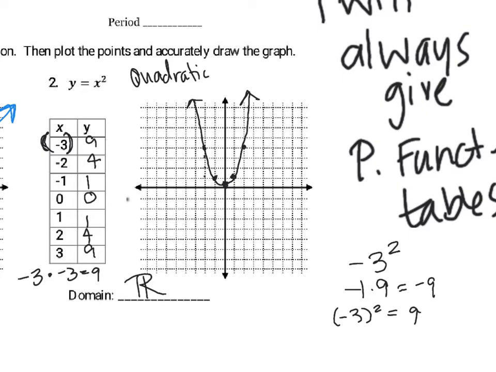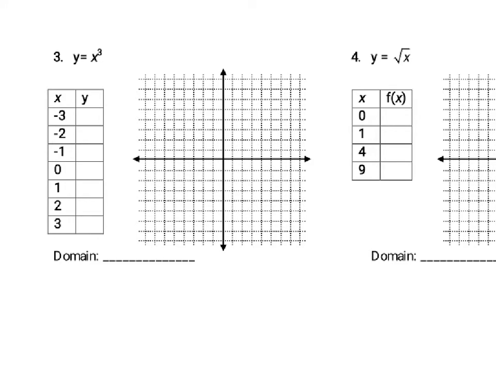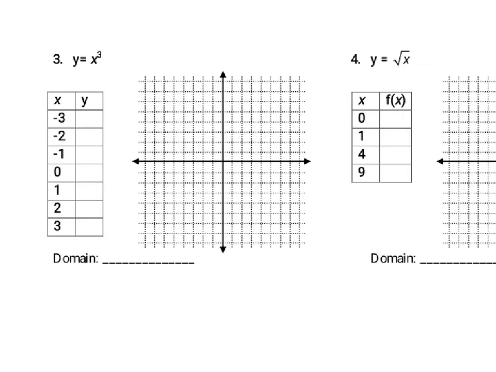Onto x cubed. This is a cubic function. So I need my pen tool. When you cube a negative number, you get a negative answer. So -3 cubed is like saying -3 times -3 times -3, which will give you -27.